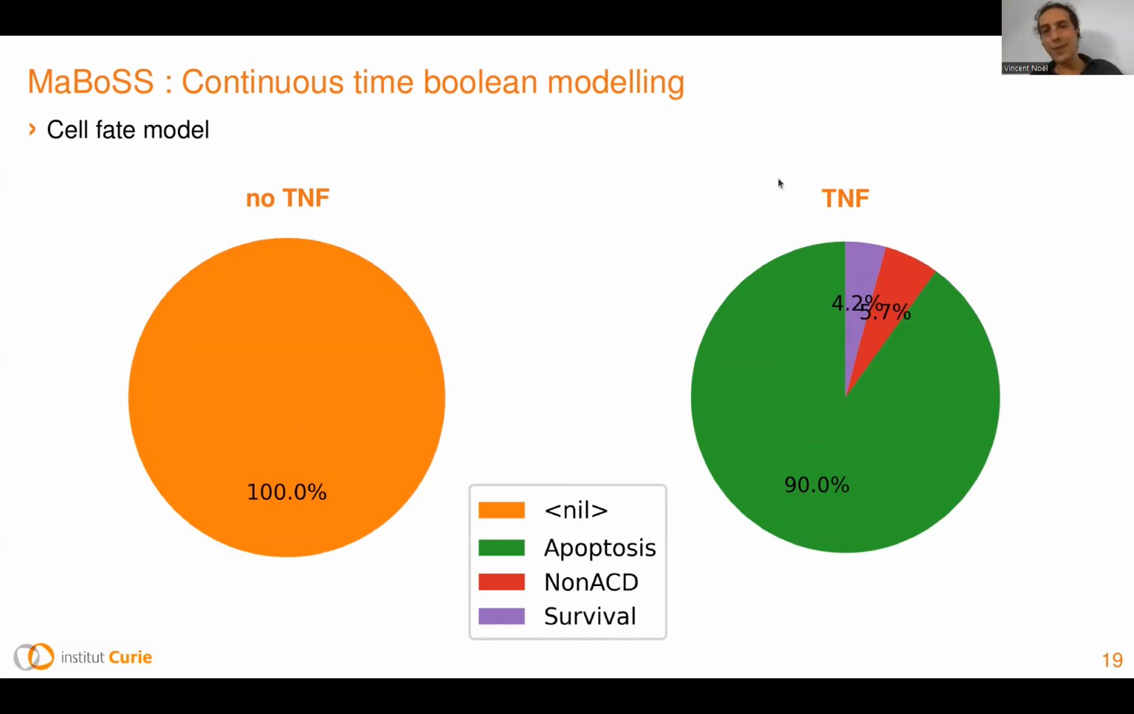But then when we activate the node TNF at the beginning of our simulation, we can see that 90% of our cells exhibit apoptosis, 5.7% of our cells exhibit necrosis, and 4.2% are becoming resistant to the TNF treatment. So these are two different simulations, one with TNF inactive at first, one with TNF active at first, and you can see that they show different phenotypes and different distributions of phenotypes.